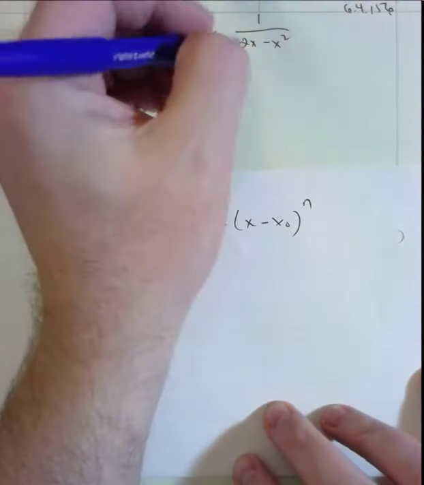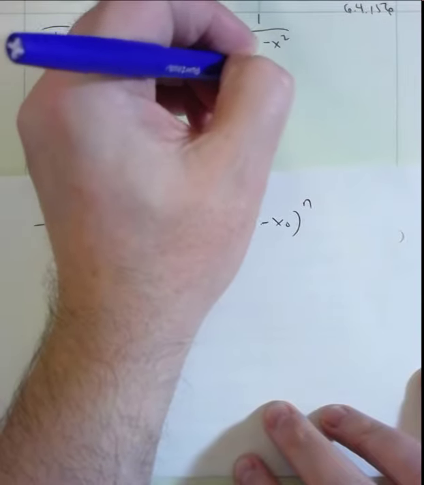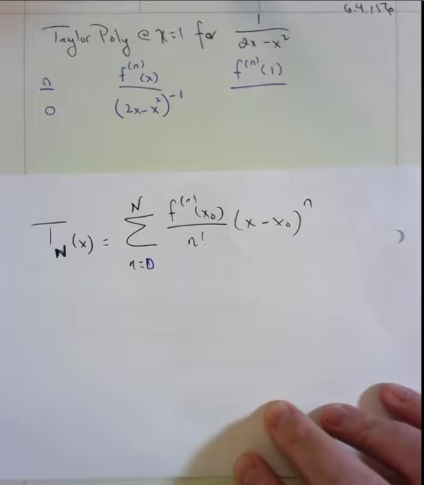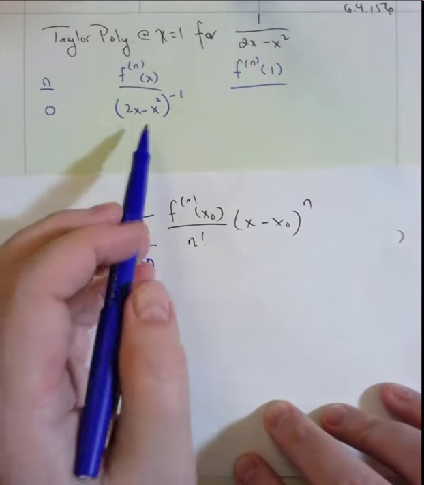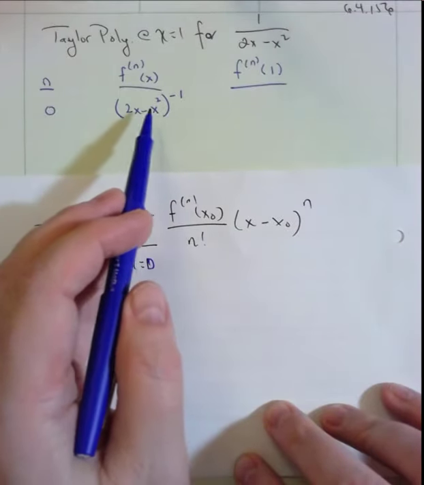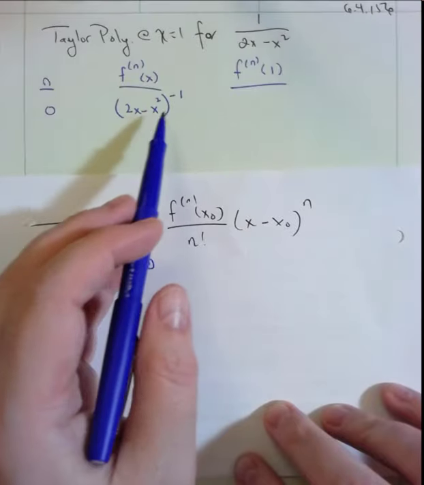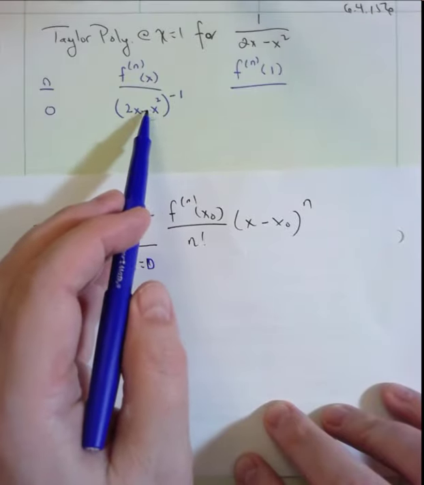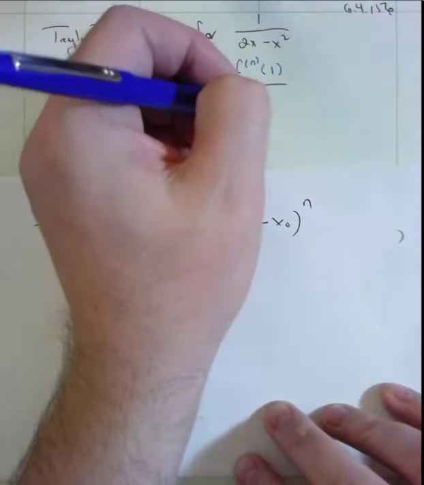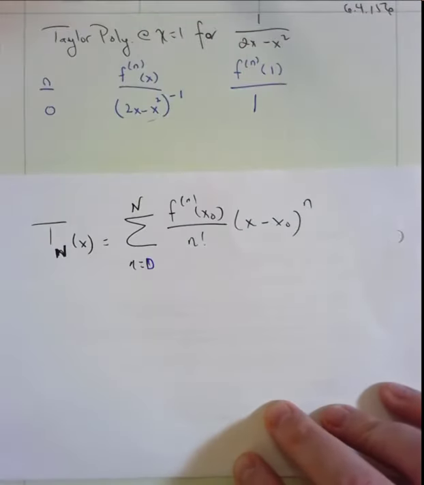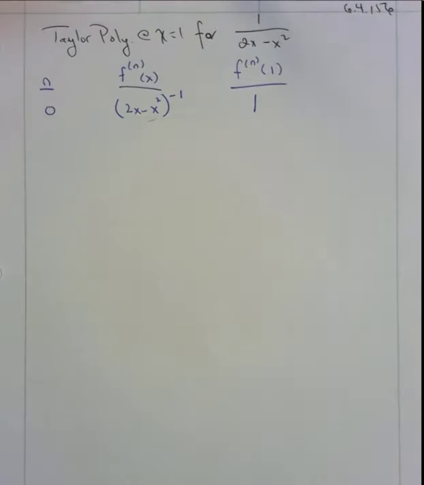And then we need to find out what we get when we plug in the anchor point to that particular derivative. When we plug in the anchor point of 1 in for x to 2x minus x squared to the negative 1, we just get 2 minus 1, 1 to the negative 1. So that's a big fat 1 as our result. Okay, going to get this out of the way.